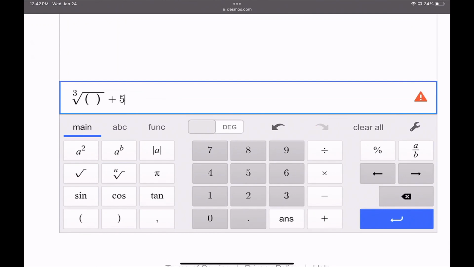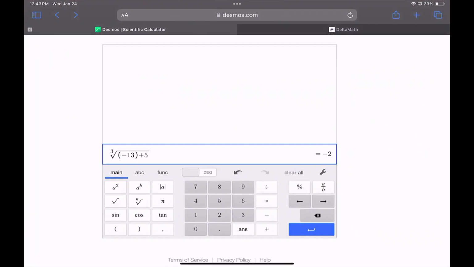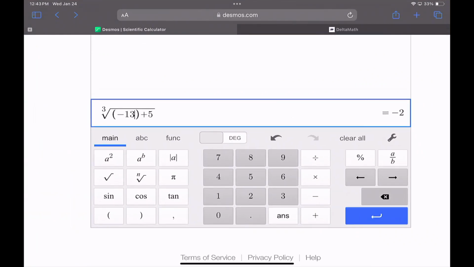Okay, that's going to be my blank. I don't want a positive 5 there. I want it on the inside. Okay, so negative 13 was the first one. When I plug in negative 13, I get negative 2. That's my first dot, negative 13, negative 2. The next one I plugged in was negative 6. When I plug that in, I get negative 1.